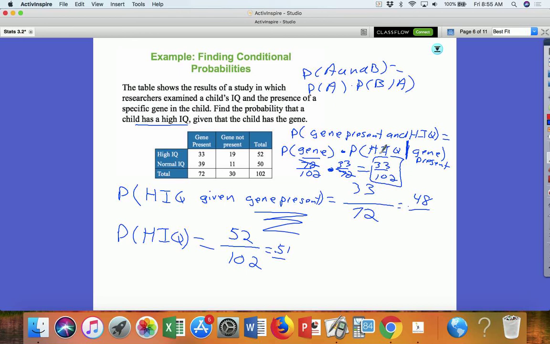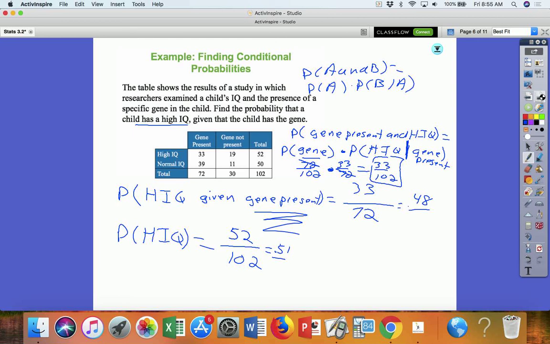Now here's the deal. I made you do way more work than you had to, just because I wanted to show you the formula worked. If I went to these 102 people, what's the chance that I picked a person that had the gene present and had a high IQ without doing any of this stuff? It's going to be 33 out of 102, isn't it? I wanted to show you that the formula worked because that's what we got. Okay. So let's try another one that doesn't refer to this.